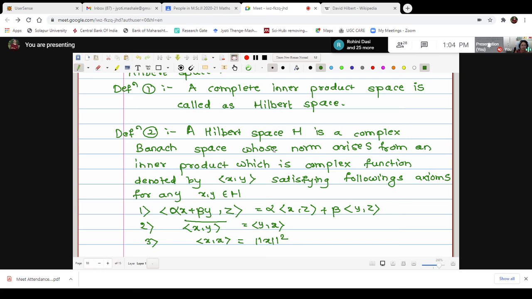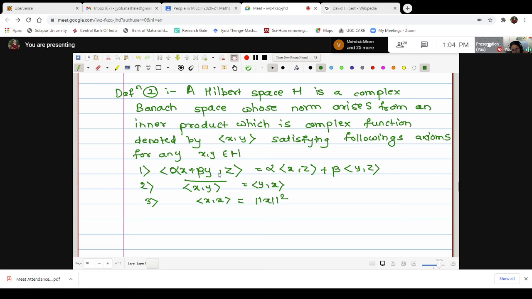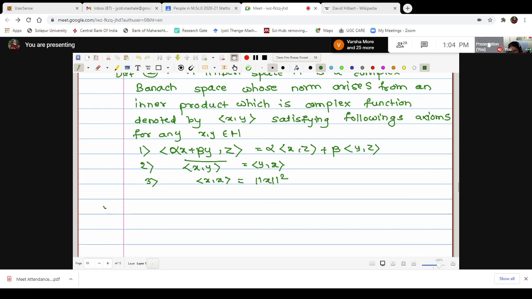The only difference is, in the first definition we start with an inner product space, then completeness is added. In the second definition we start with a complete space, a Banach space, and then require that its norm is defined with the help of an inner product. Therefore, both the definitions go parallelly. One can say that every Hilbert space is a special type of Banach space, but the converse need not be true. I will write here a remark.